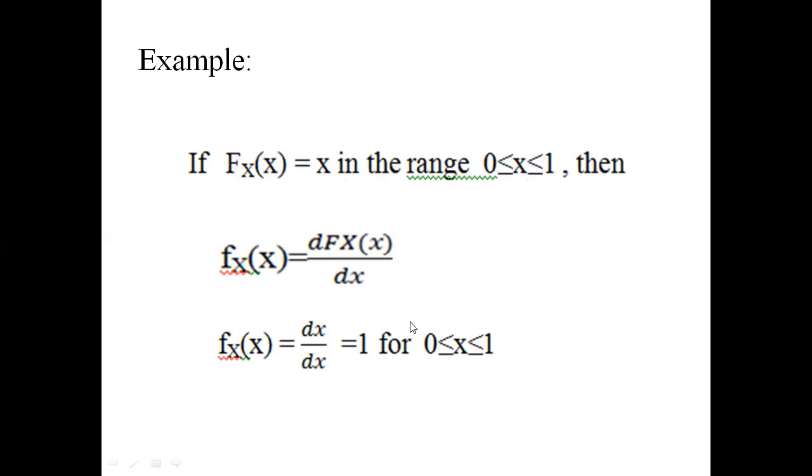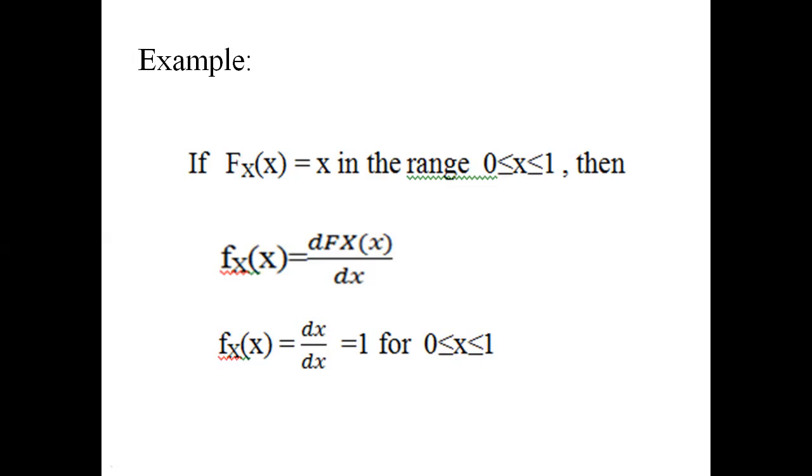The formula we use is small f_X(x) equal to d/dx of the distribution function capital F_X(x). In the problem, capital F_X(x) is given as x. By substituting, we get dx/dx, which is nothing but 1. So the density function is equal to 1 for 0 ≤ x ≤ 1. In this way, we calculate the density function for a continuous random variable.